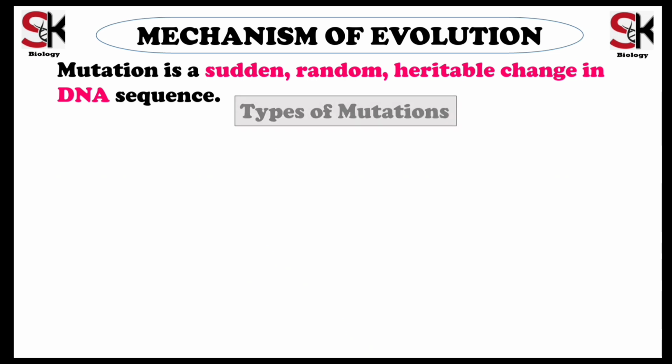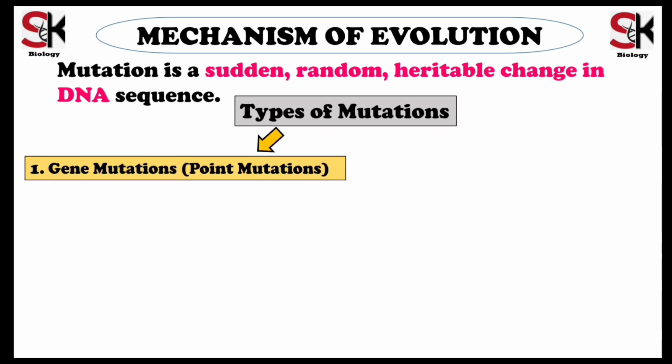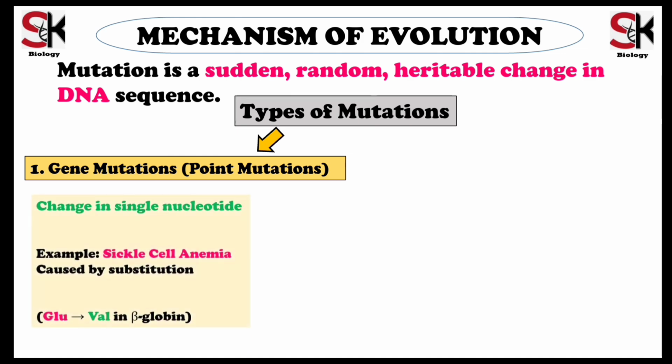Mutations are mainly classified into two types. First one is genetic mutation, which is also called point mutation. This involves a change in a single nucleotide. For example, sickle cell anemia, which is caused by substitution of an amino acid.